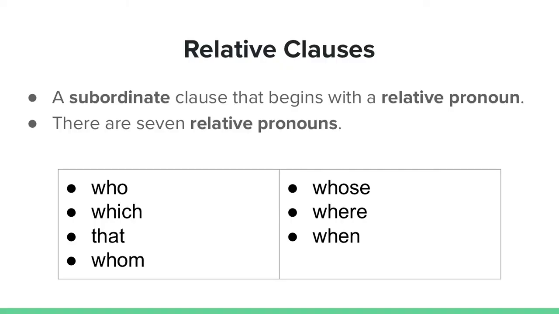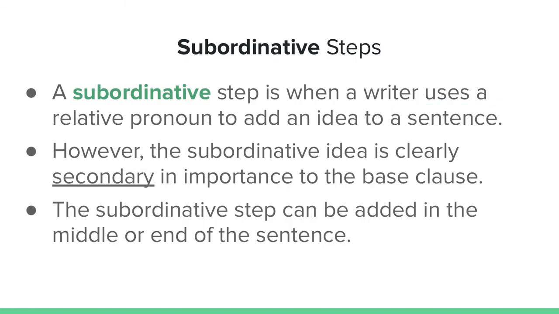A relative clause is a subordinate clause, which means a secondary idea, not the main idea, in the sentence that begins with a relative pronoun. There are 7 relative pronouns: who, which, that, whom, whose, where, and when. So a subordinative step is when a writer uses a relative pronoun to add an idea to a sentence. However, the subordinative idea is clearly secondary in importance to the base clause. And you'll see what that means in a minute.